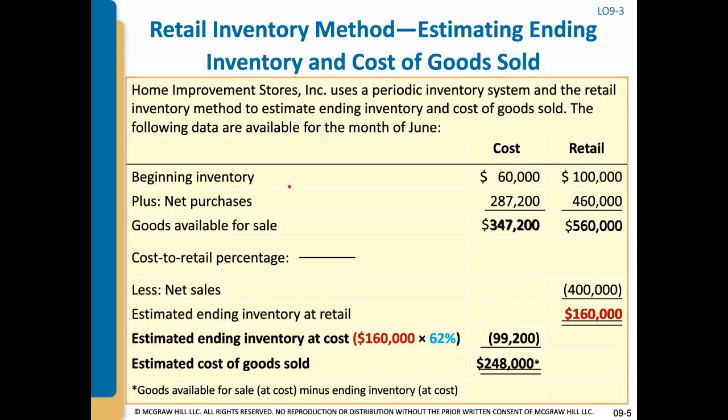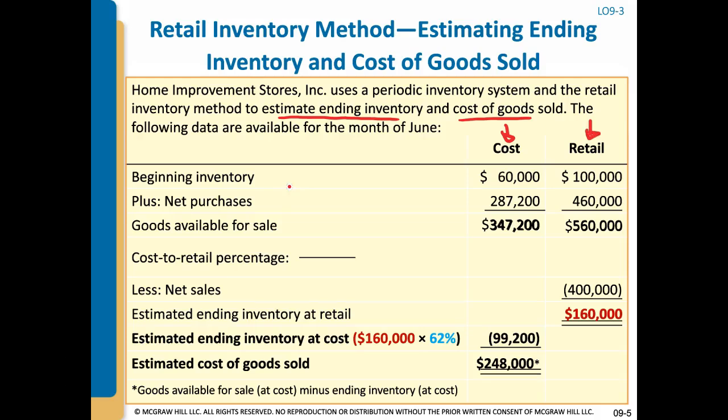So let's look at a very basic example. Home Improvement Stores, Inc. uses a periodic inventory system and the retail inventory method to estimate their ending inventory and cost of goods sold. And here's their data. And this is how we do it. We will look at two columns, the cost and the retail column.